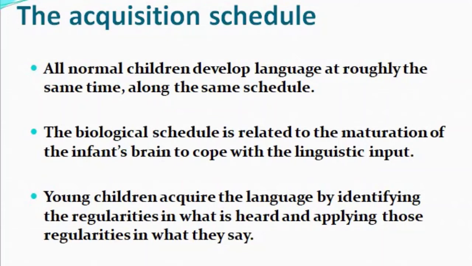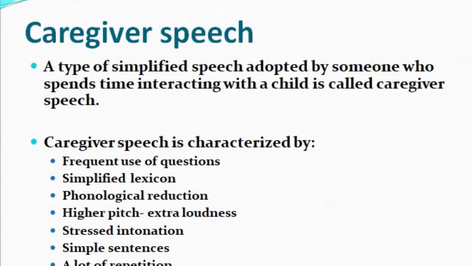Now let's start with the first phase. Or before starting with the first phase, let's talk about the type of language which is used by adult people towards the children. This type of language is called caregiver language or caregiver speech. It is a type of simplified speech adopted by someone who spends time interacting with a child, and it is called caregiver speech. Sometimes the mother who's always babysitting the child. Now, this caregiver speech is characterized by several characteristics which distinguishes this type of language from other types. Let's count them one by one.